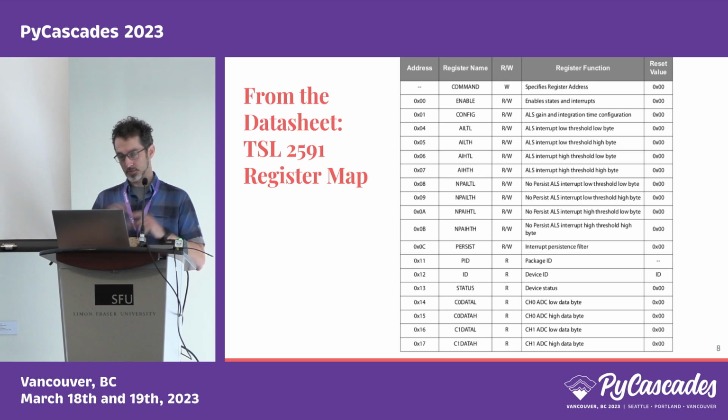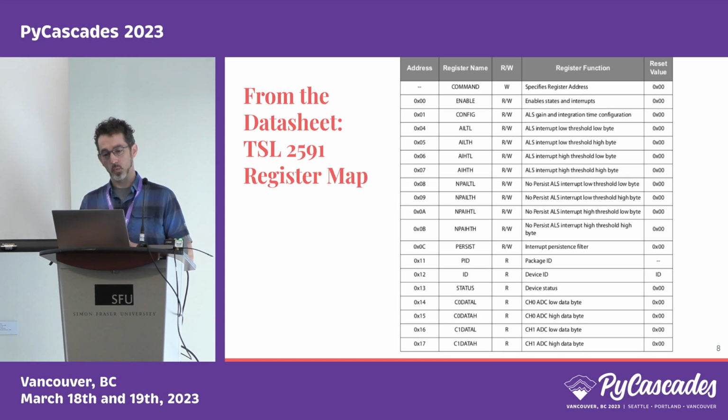So the numerical address of the register in the device is listed on this register map, as well as the name of it that they'll use in the documentation, whether it's read, write, or read and write, what it actually does, and then what the reset value is. So when you power on the chip, what its default value is. And some of them are persistent, and some of them aren't.